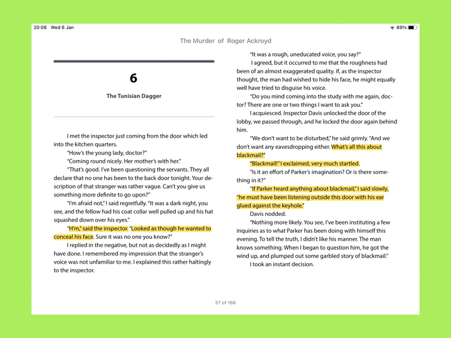When the topic of blackmail occurs, look at the reaction Christie wants you to notice in relation to our narrator. "Blackmail?" Very much startled. And then I guess because of that fear or discomfort he has, look at how he steers focus towards Parker. "Well, if Parker heard anything about blackmail," I said slowly, "he must have been listening outside this door with his ear glued against the keyhole." So very, very happy to direct suspicions towards the butler.